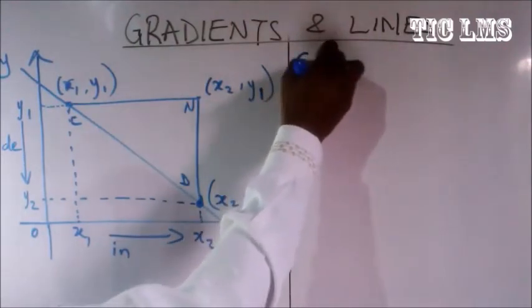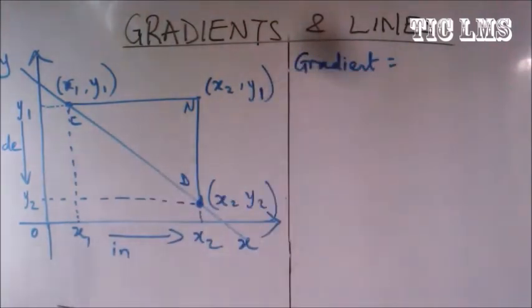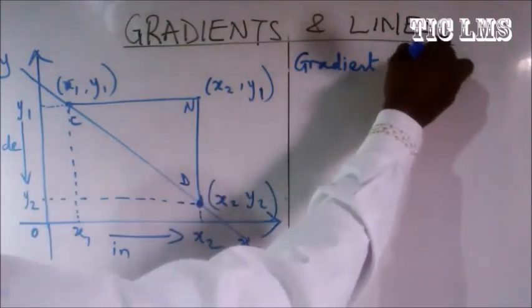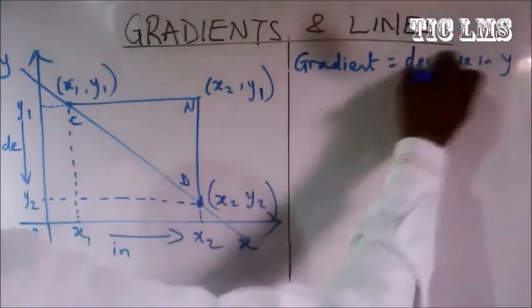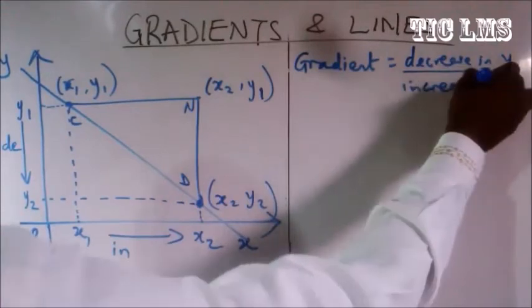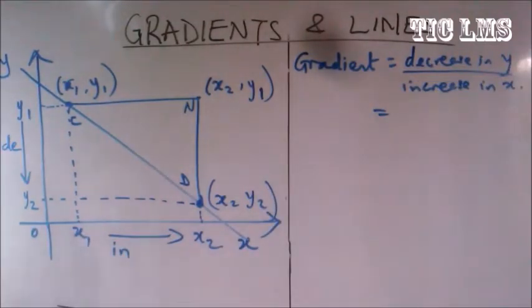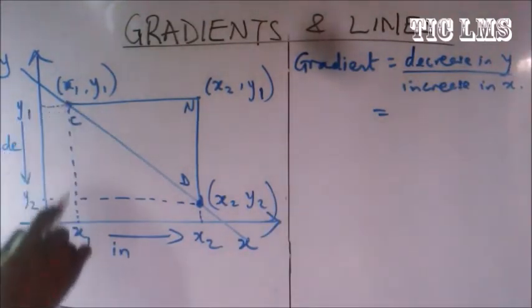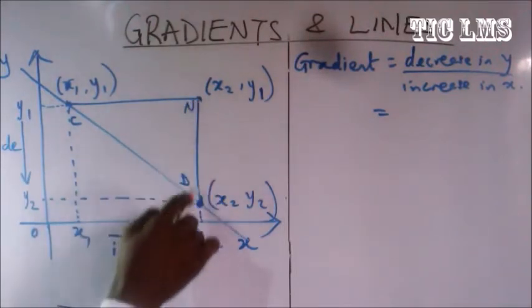So from here, we'll say the gradient will be, so we'll take the y. We know there's a decrease. So we'll have it as decrease in y over the increase in x. Now for the y, it's moved from here to here, which is equivalent to N to D.